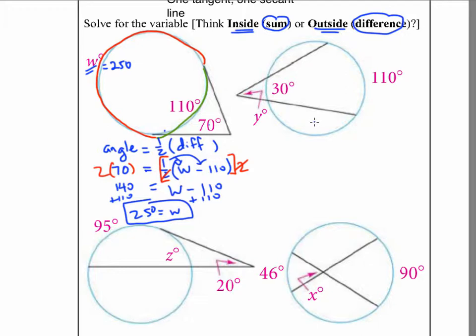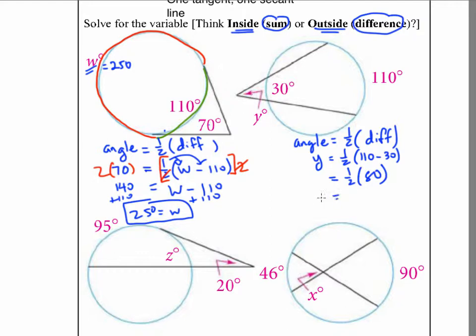So we've got an angle. We ask ourselves, is this angle inside, the sum, or is it outside, the difference? Again, the angle's outside, so the angle equals half of the difference, not the sum. This time we don't know the angle. Last time it was 70, this time it's y. Y equals half of the difference. So 110, the bigger one, minus the smaller one, 30. So we get 1/2 times 110 minus 30, that's 80. And so y equals half of 80, so y equals 40.